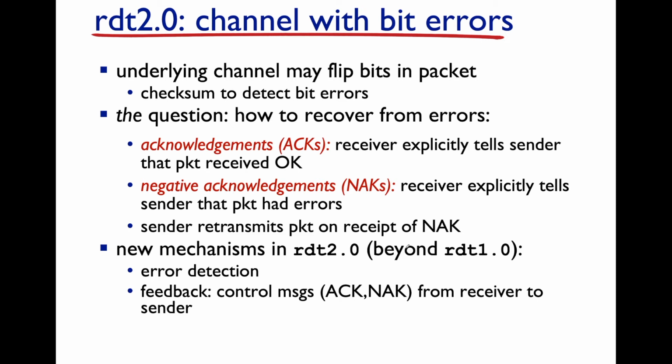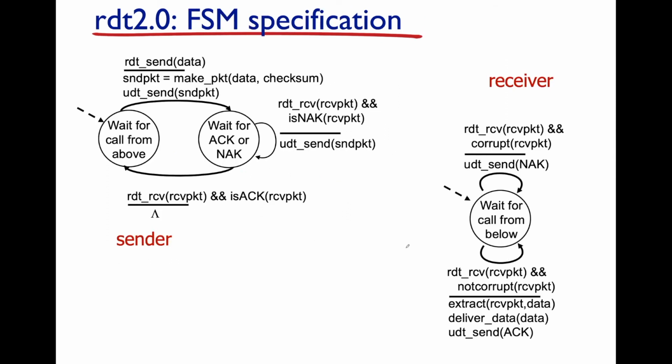Now, of course, you as the sender, if you receive an ACK, you just continue. If you receive a NAK, then you retransmit your data. You say it again. And so new mechanisms that you need to implement RDT 2.0 include error detection and also this idea of feedback, the ACKs and the NAK messages that go in the reverse direction from the receiver back to the sender. And so these are the two finite state machines.